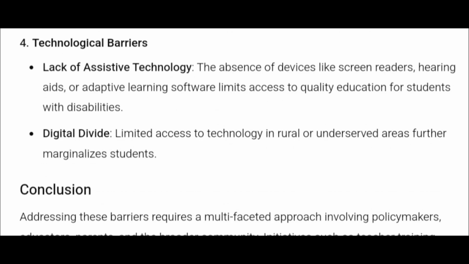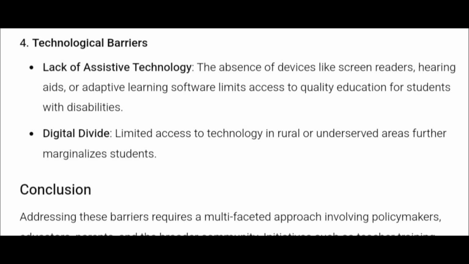Right. Now let us see technological barriers. Lack of assistive technology. The absence of devices like screen readers, hearing aids, or adaptive learning software limits access to quality education for students with disabilities. See, technology, we know in this world where science is so advanced, everything is getting adapted into technology, right? So here, lack of assistive technology for the children who are specially abled might be a challenge for them.